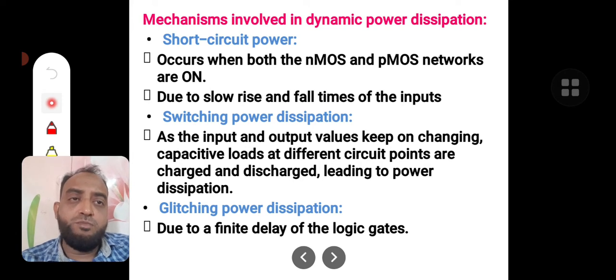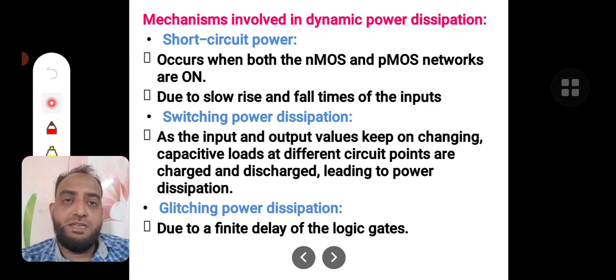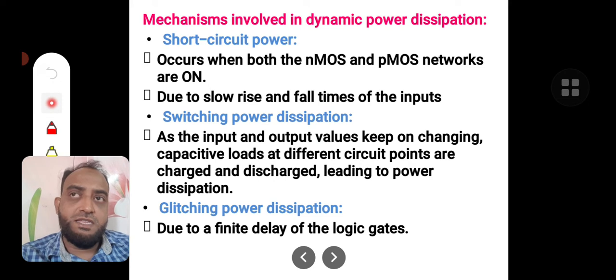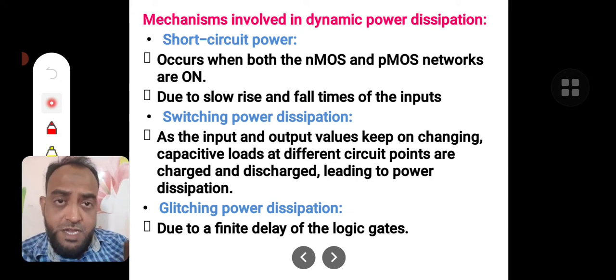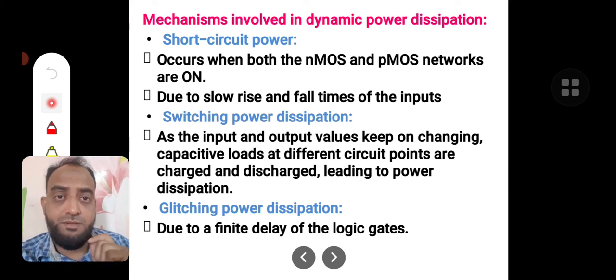Next is switching power dissipation. As the input and output values keep on changing, the capacitive loads at different circuit points are charged and discharged. These chargings and dischargings lead to a power dissipation, which is called switching power dissipation. It is called switching power dissipation because this dissipation happens because of the switching activity that takes place because of the change in the input.